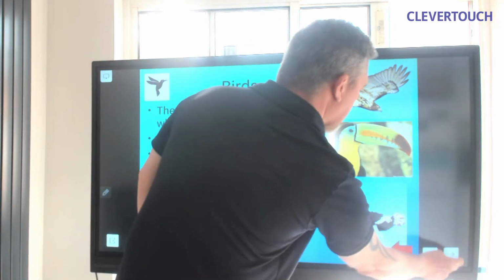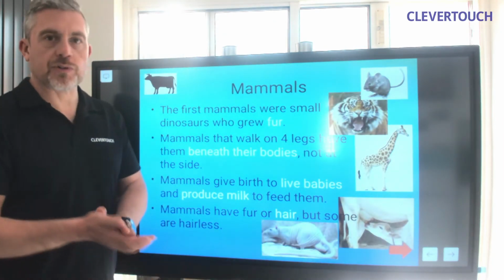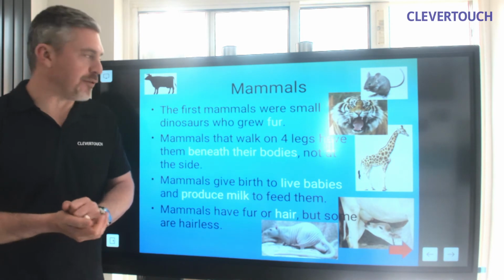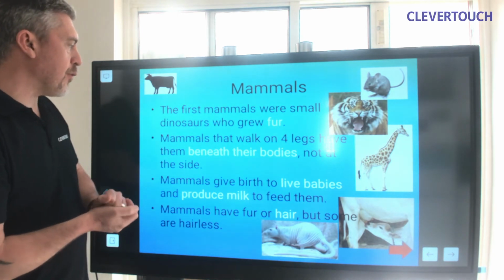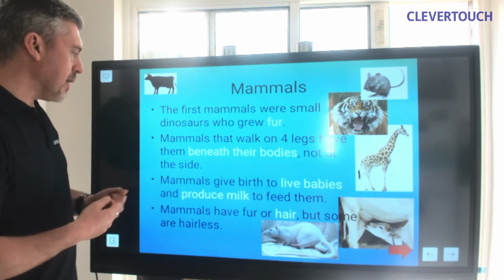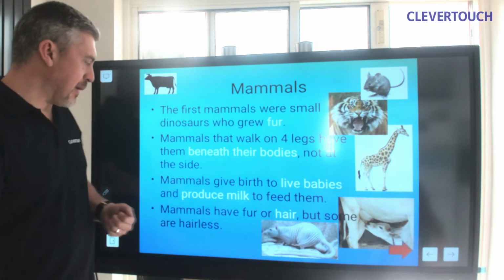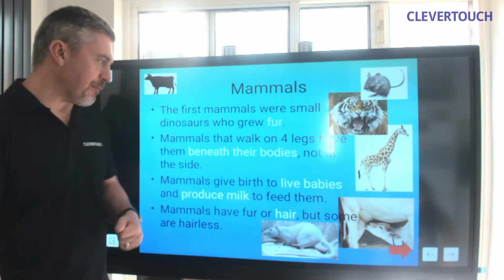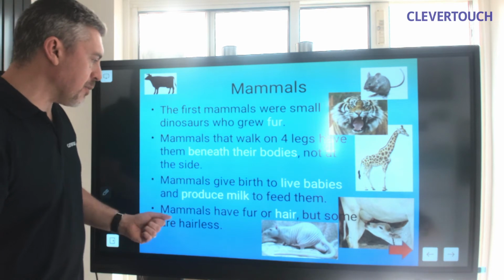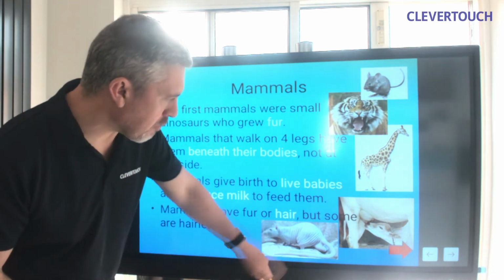Okay, last group, the mammals, our group. The first mammals were small dinosaurs who grew fur. Mammals that walk on four legs have them beneath their bodies, not at the side. Mammals give birth to live babies and produce milk to feed them. Mammals have fur or hair, but some are hairless, like this mole rat here.